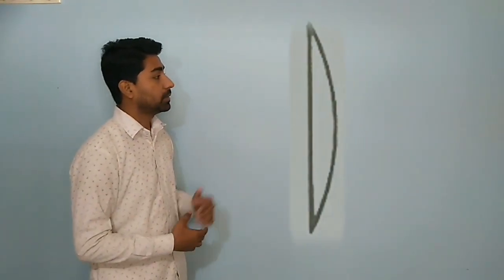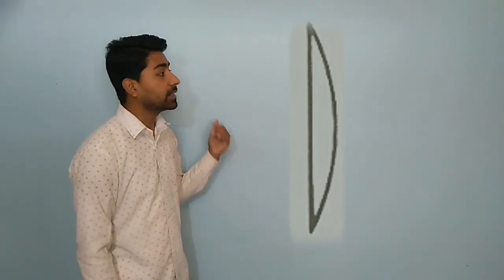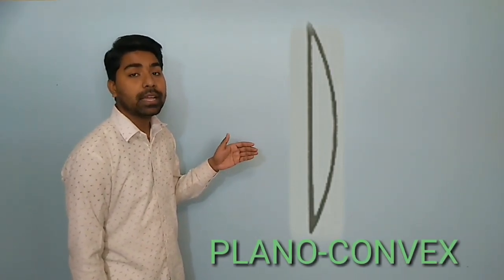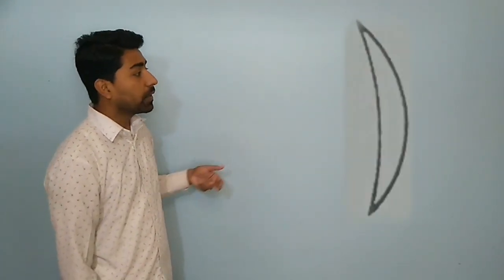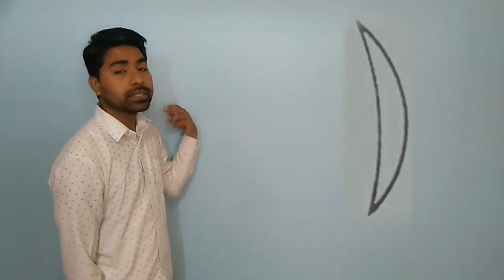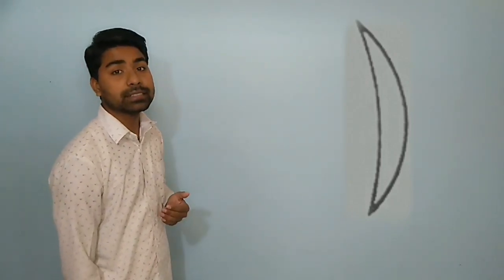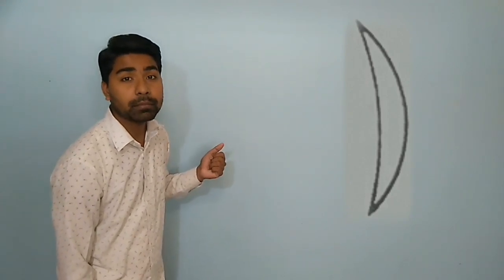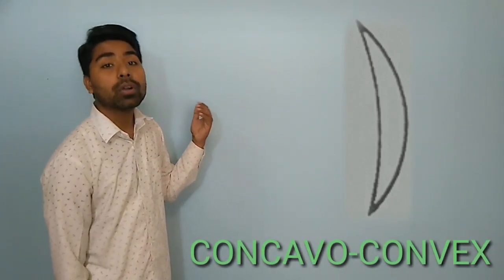From the first surface to the next surface, the name will be given. Let's see the second example. The first surface is plane, and the second surface is convex, so we will name it plano convex. In the third case of the converging type, the first surface is concave and the second surface is convex, so it is named concavo convex. These were all examples of converging lenses.